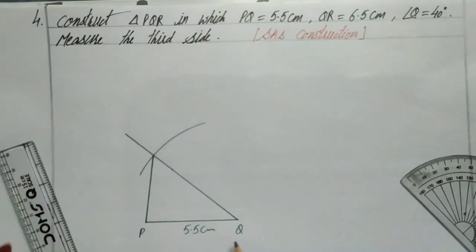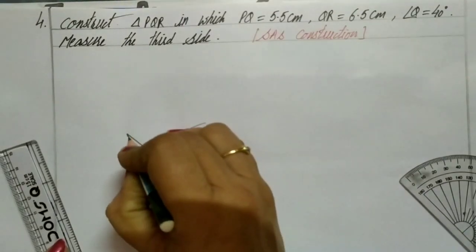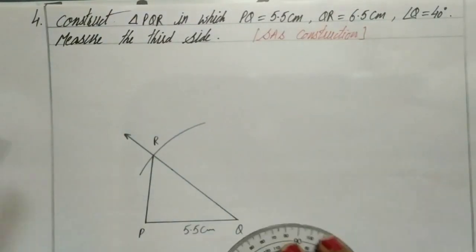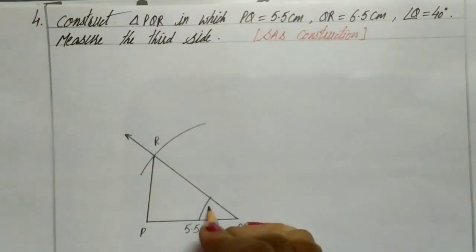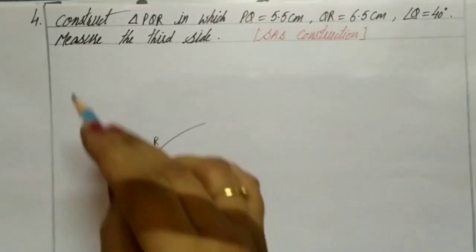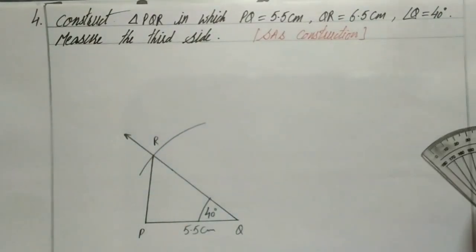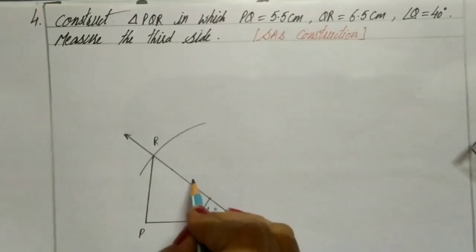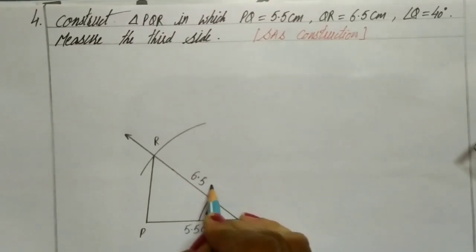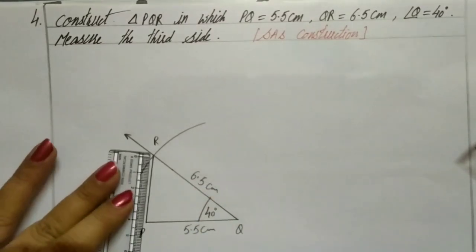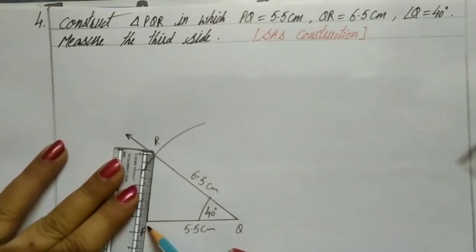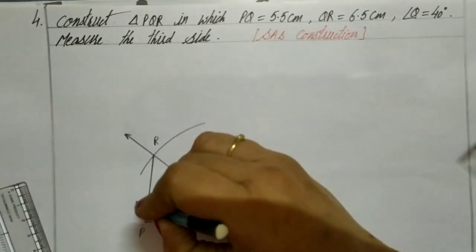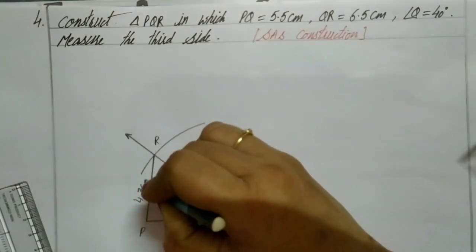And what is this third point? PQ. This is R, and this is our ray of the angle. This angle measures 40 degree. So don't forget to write over here that the measure of this angle is 40 degree. Now we have to measure the third side. Again with the help of scale we have to measure the side. Before that, write down QR is equal to 6.5 centimeter. Now measure the third side. As you can see, it's 4.3 centimeters. So write over here 4.3 centimeter.